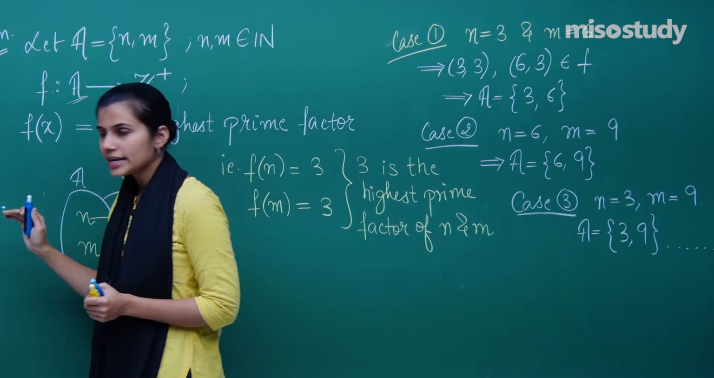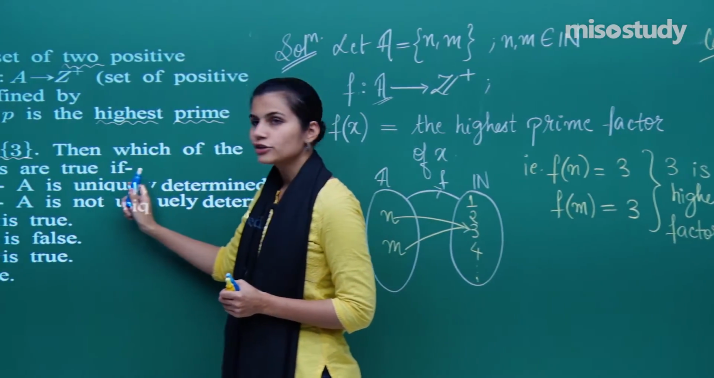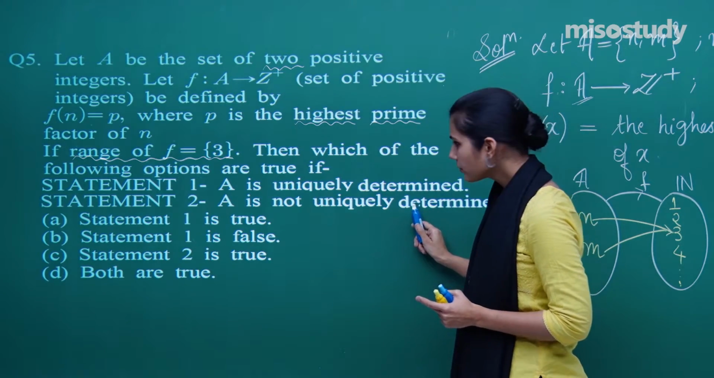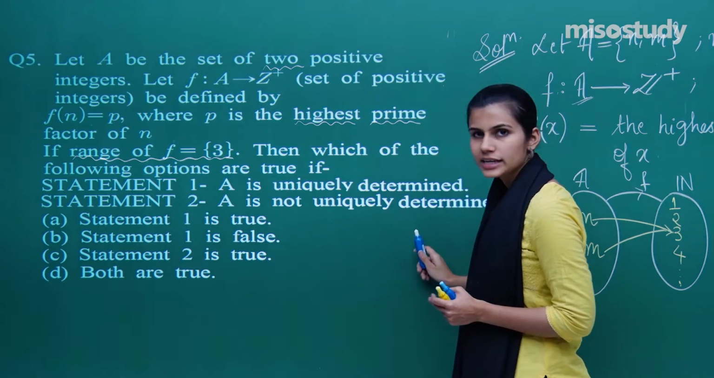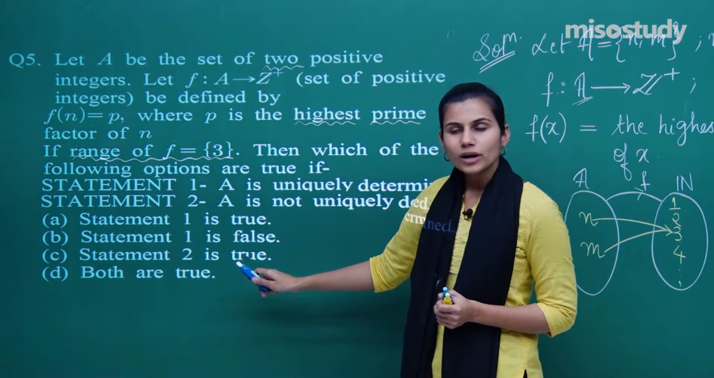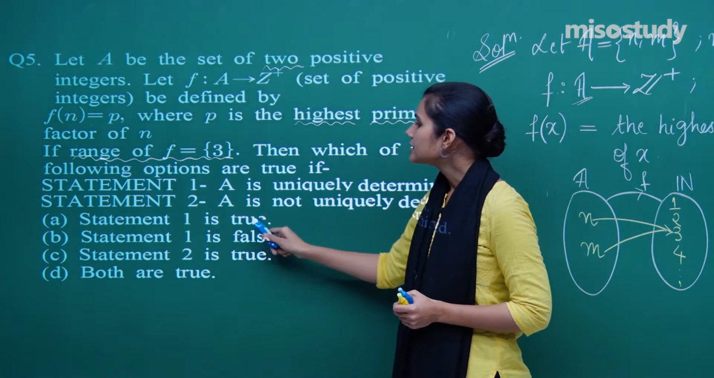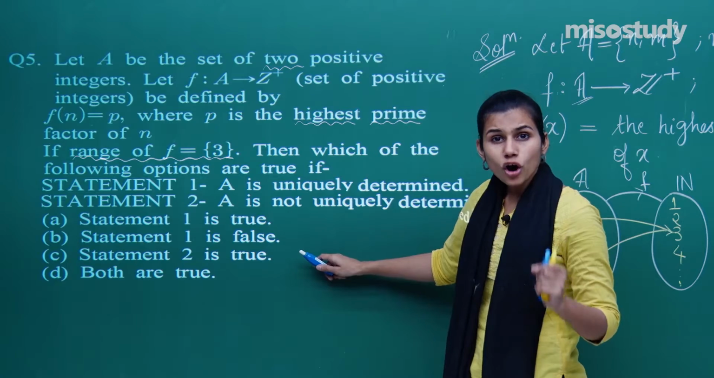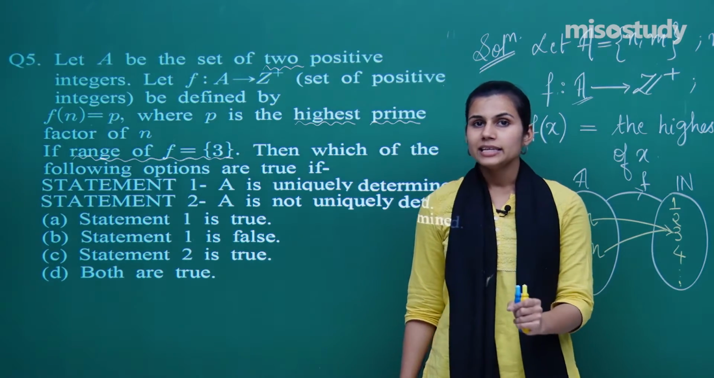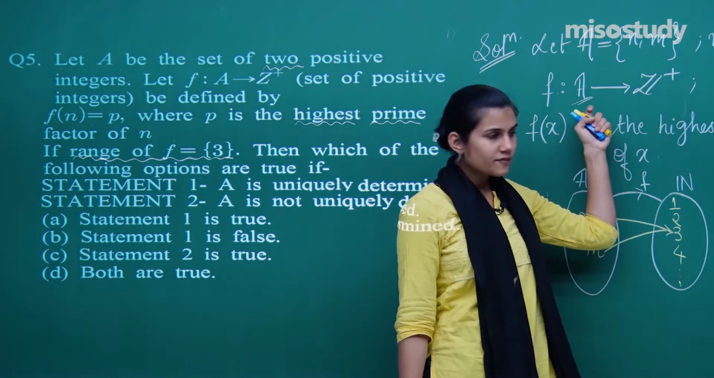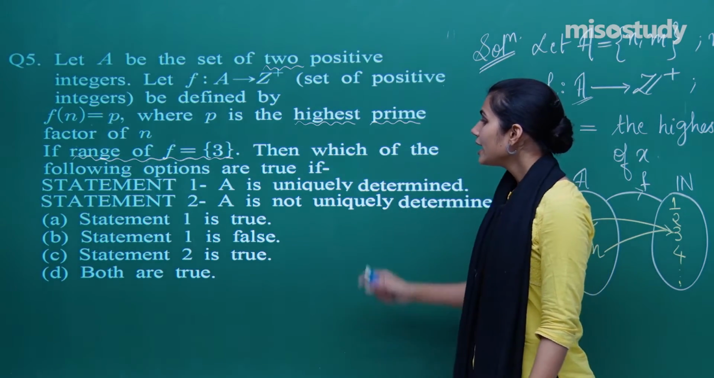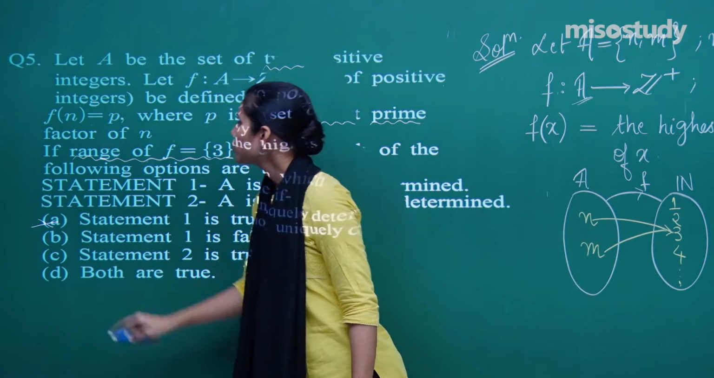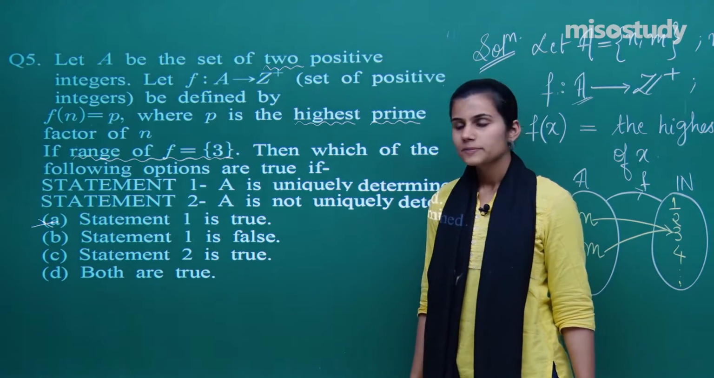And then the question says, which of the following options are true if statement 1 is that A is uniquely determined and statement 2 is that A is not uniquely determined? Option A says statement 1 is true. Is it true? Is my A uniquely determined? Not at all. There are many A's which when put in place of the domain of f give you this result. So statement 1 is not true, and that is why A is false.